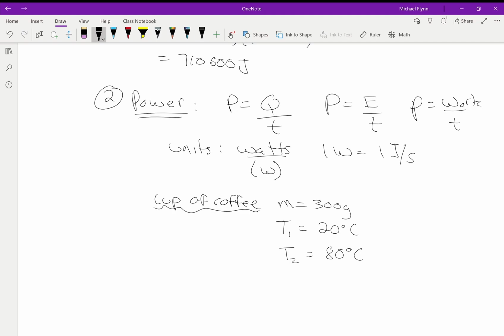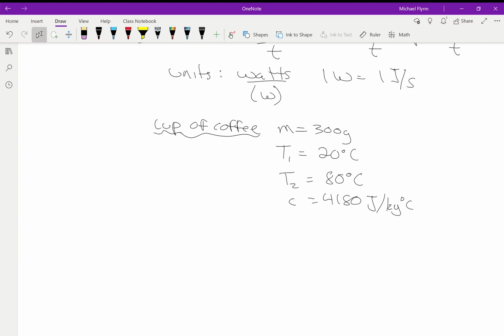Now, it's mostly water, so we're going to use 4180 joules per kilogram per degree. Anything you drink, you can basically treat the specific heat as water. It's mostly water anyway. And the question is, how much time will this take to heat this up in the microwave? So, time for heat.